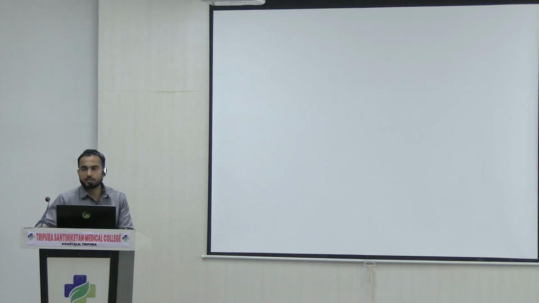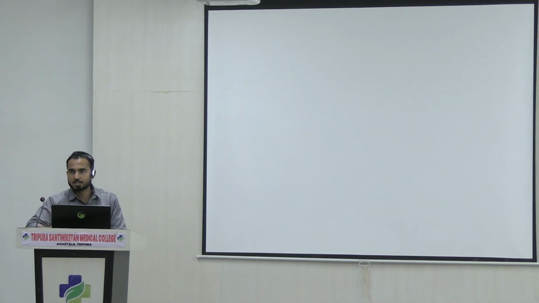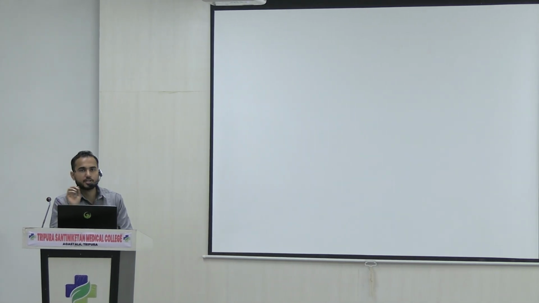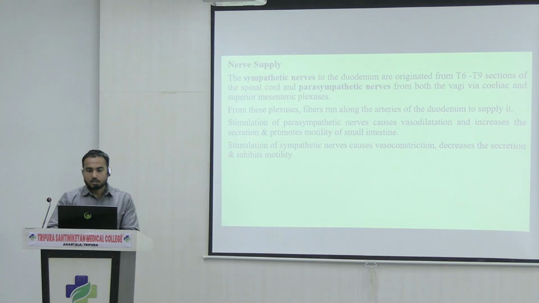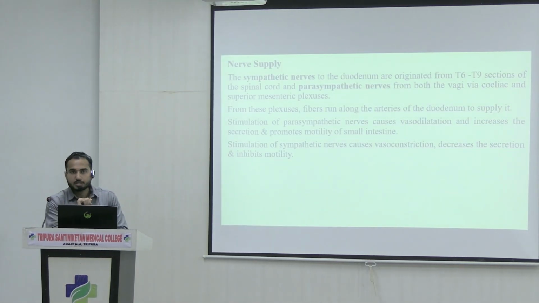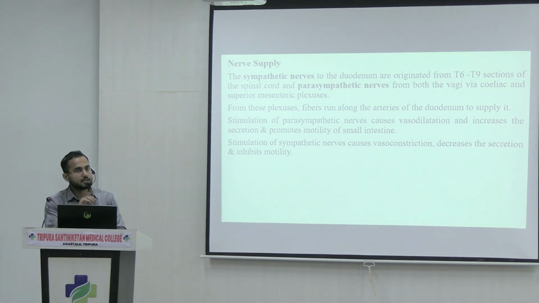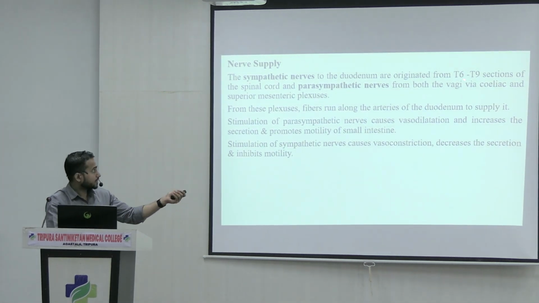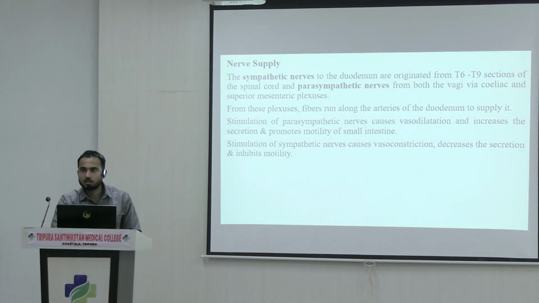Nerve supply of the duodenum. As we have discussed previously, in case of nerve supply, two sources are there: sympathetic and parasympathetic. Similarly, in the duodenum, two divisions are there, sympathetic as well as parasympathetic. The sympathetic fibers come from the T6 to T9 segment of the spinal cord, and the parasympathetic comes from the vagus. What are these two sources? Sympathetic and parasympathetic. As I said, sympathetic comes from the T6 to T9 segment of the spinal cord.